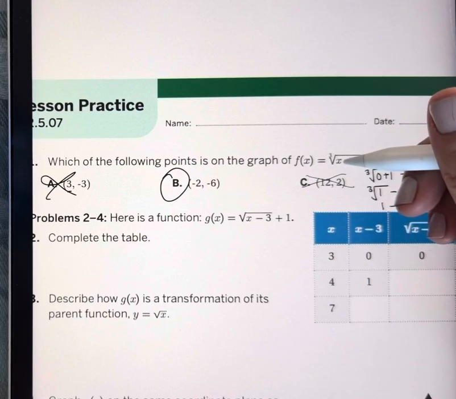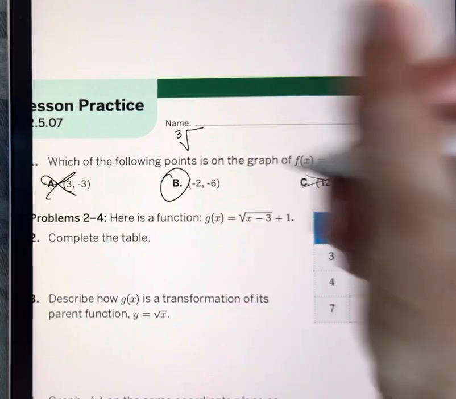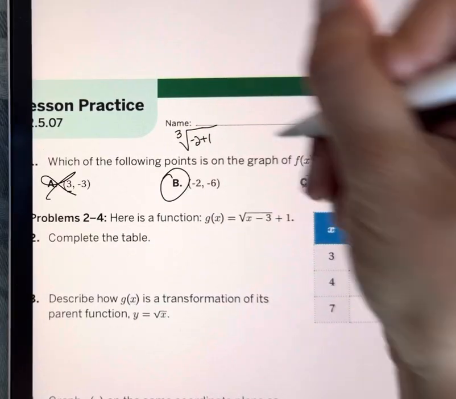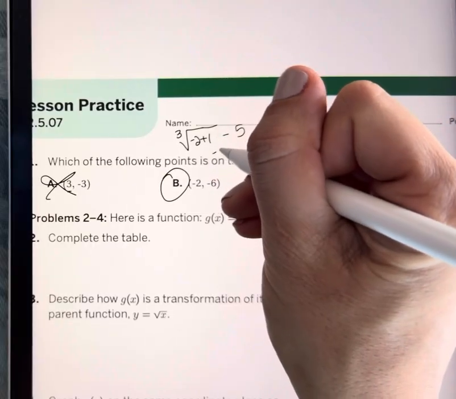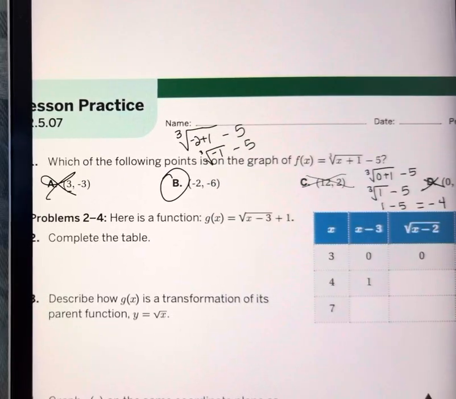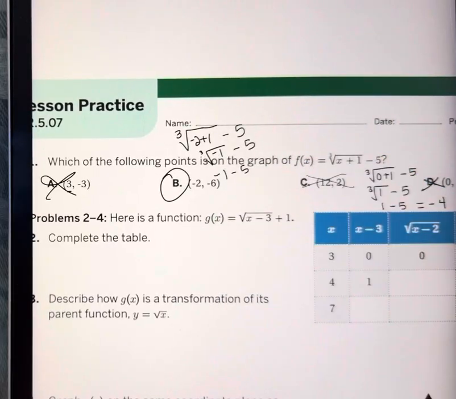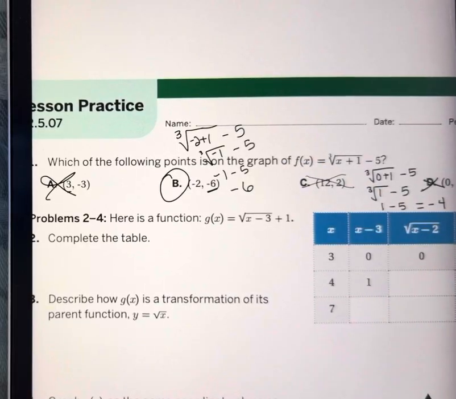If I put a negative 2 in for x, I get the cube root of negative 2 plus 1, and then minus 5. And negative 2 plus 1 is a negative 1. I still got a cube root, minus 5. And the cube root of negative 1 is a negative 1, minus 5. And negative 1 minus 5 is negative 6. So that one works.